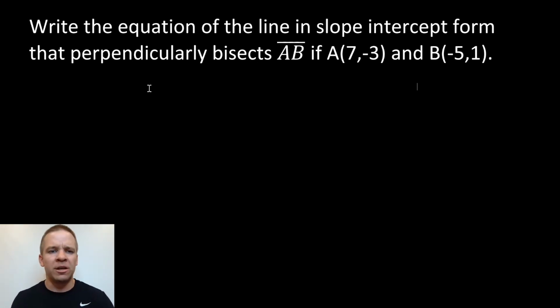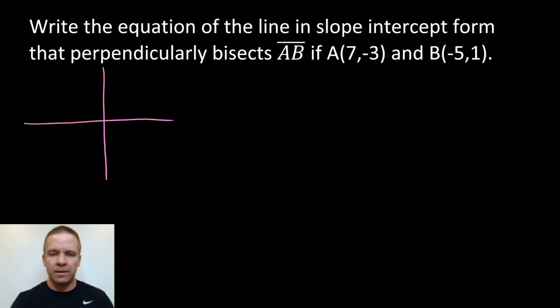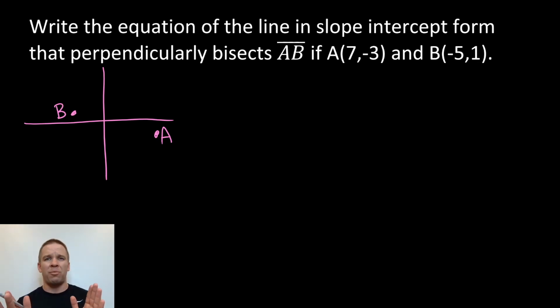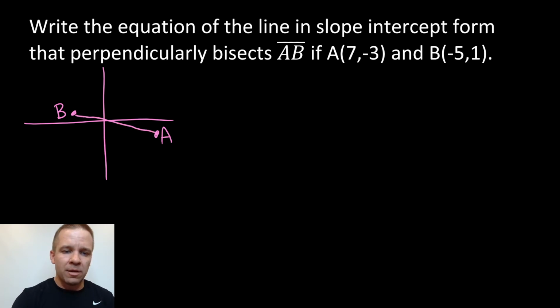I think it might be helpful to get a little visual here, just a rough sketch. So if I draw a quick xy coordinate plane, and I plot (7, -3), which would be somewhere down here, that'll be A. And (-5, 1), that'd be somewhere right up here. That's going to be my B. I don't really care about the exact points on there right now, just a general sketch. I'm trying to perpendicularly bisect that segment right there.